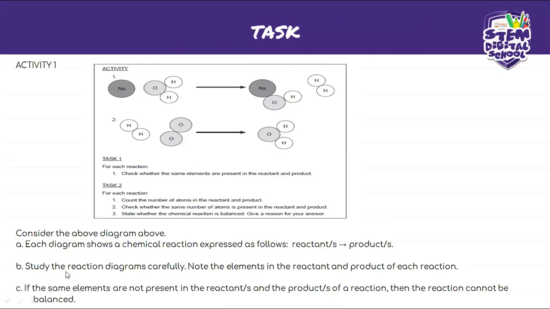So study the reaction diagrams carefully. Note the elements in the reactant and product of each reaction. If the same elements are not present in the reactants and the product of the reaction, then the reaction cannot be balanced. You have to check. So these are the questions you have to answer, task one and task two. Task one, you check and state whether the same elements are present in the reactant and product. And task two, you have to count the number of atoms in the reactant and product. Don't leave out task one, just do it.